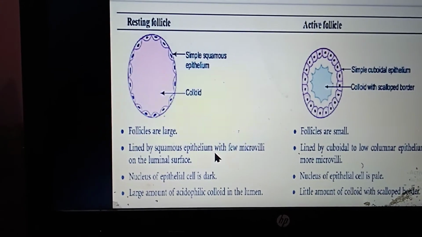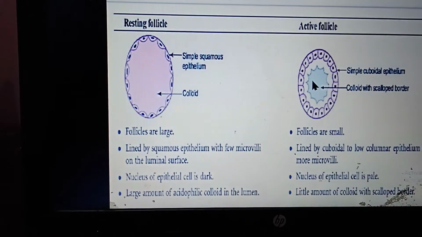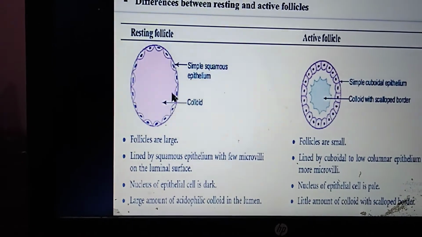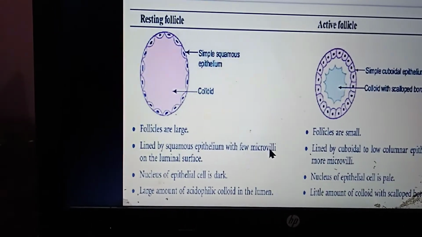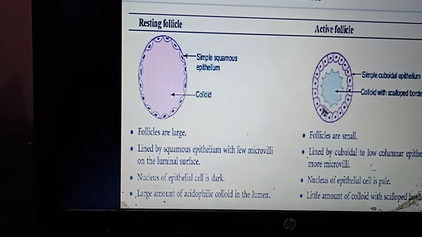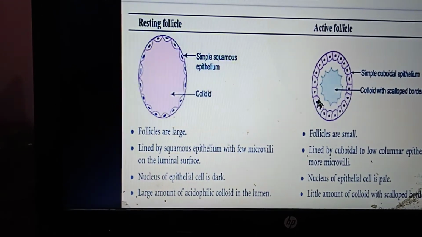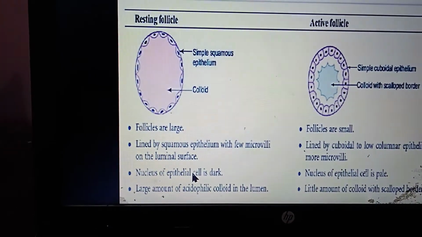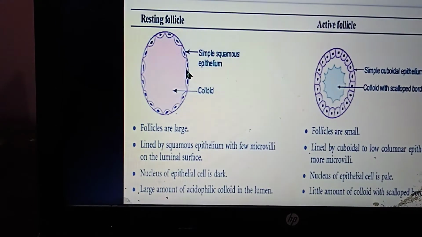The resting follicle is lined by simple squamous epithelium with few microvilli. Microvilli are meant for taking this stored material, but because no event is going on and all the cells are sleeping, there are only few microvilli. We can compare microvilli with the hand taking raw material from the storeroom. The central lumen is compared with the storeroom. And the nucleus of the epithelial cell is dark, because all are sleeping, their makeup is maintained.